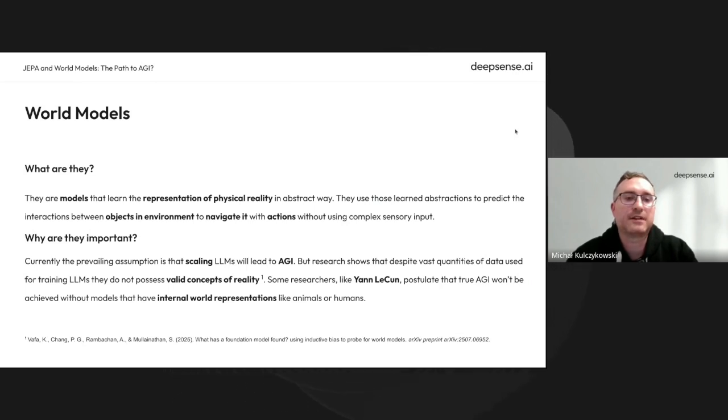And what are world models? They're a representation of physical reality in an abstract way. They allow for prediction of interactions of objects in an environment, which allows for navigation and taking actions without complex sensory inputs. Why are they important? Because, as I mentioned, a lot of talk is about the scaling of LLMs that will lead to AGI. But some researchers like Yann LeCun postulate that we cannot achieve true AGI without internal world representations, in the same way as humans and animals have.